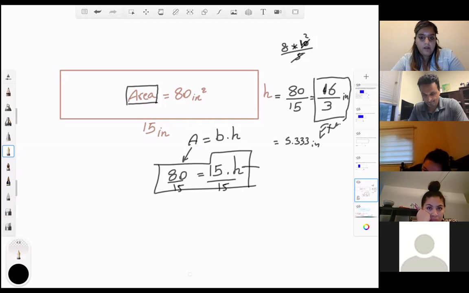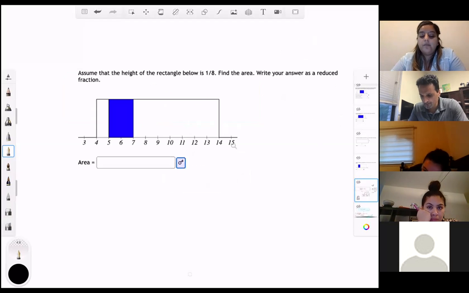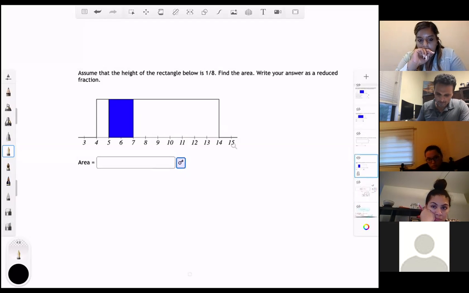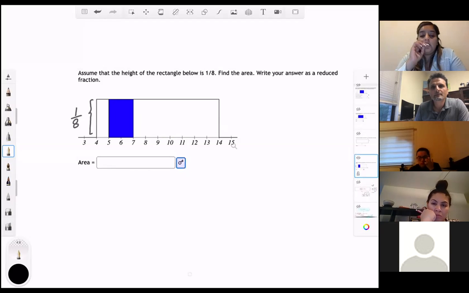Let's solve one of them. Are you guys ready? Now when you see the homework question, you guys freak out. Oh, what is that? No. So let's read the question. Assume that the height of the rectangle below is 1/8. So the height here is 1/8. Find the area, write your answer as a fraction.